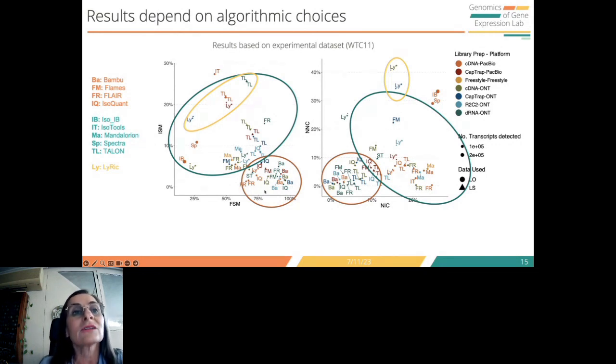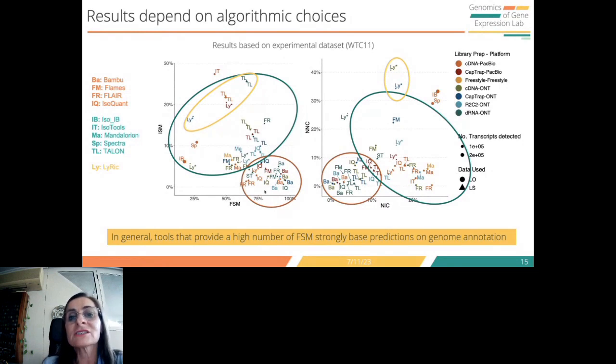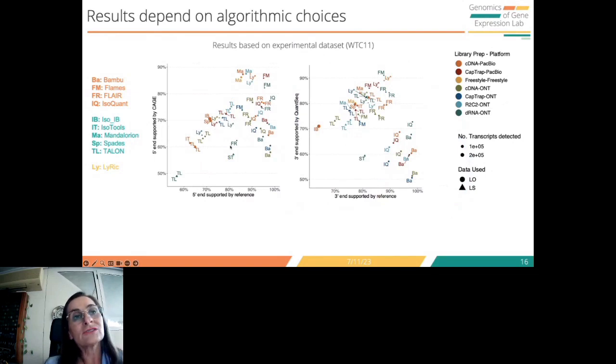So the algorithm has a huge impact on the composition of the detected transcriptome. And in general, tools that provide a high number of full splice matches are strongly basing their predictions on the genome annotation. Okay, so this is comparing to the annotation, but what about the supporting data like CAGE and QuantSeq? Remember that we also had that.